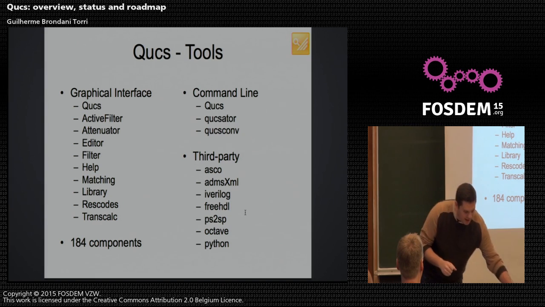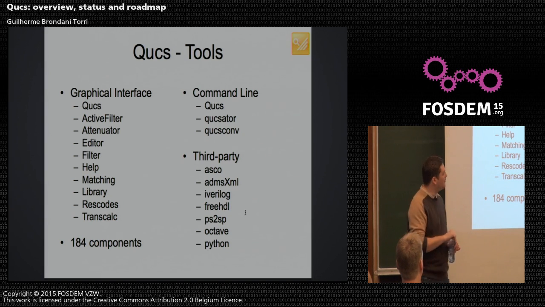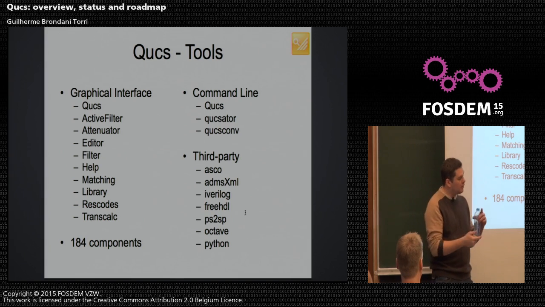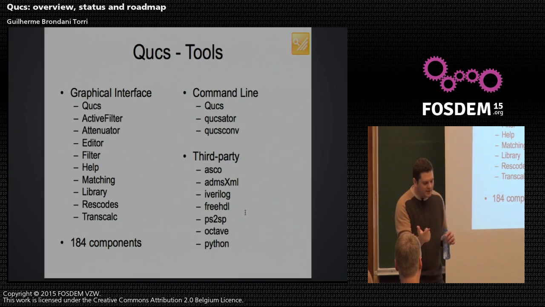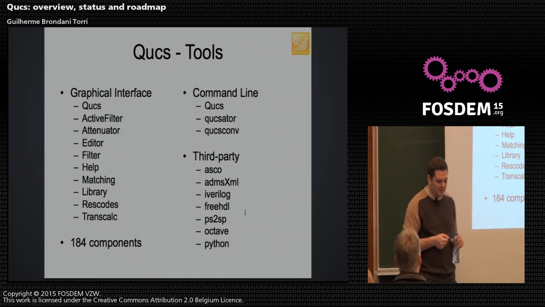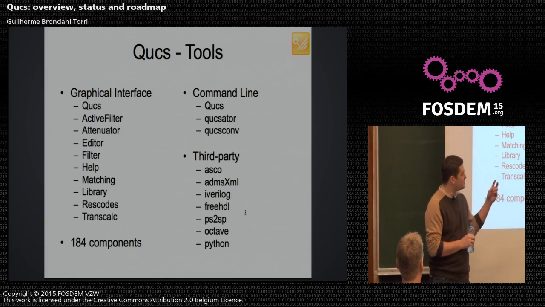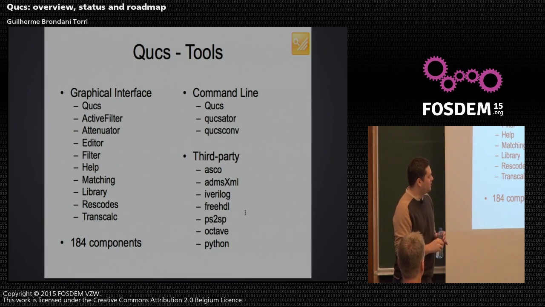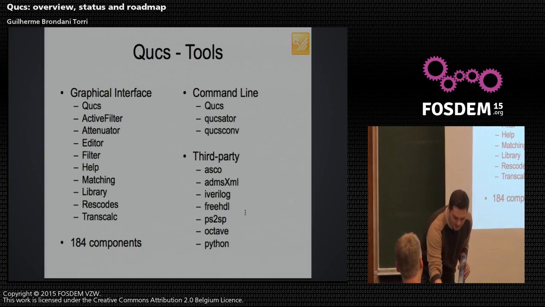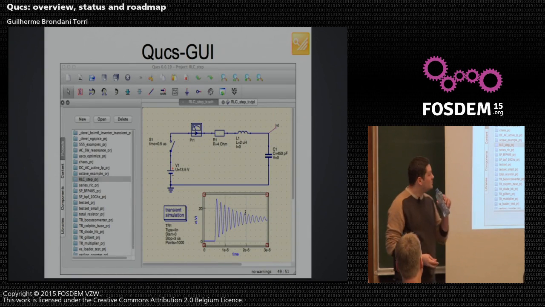For command line tools, the main interface has the beginning of a command line interface where you can convert schematics to netlists. You can export a printout of the schematics from the command line. Then you have the simulator and the converter that converts back and forth between the different netlists and data formats that we use. As I mentioned, we rely on other packages like the optimizer, the Verilog-A translator, iVerilog, FreeHDL for VHDL, then PSPICE to SPICE, Octave, and I am increasingly using more Python.